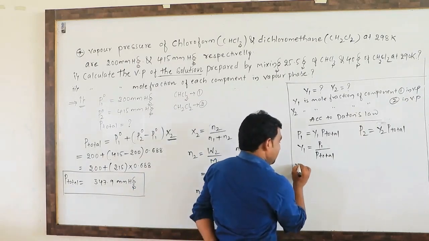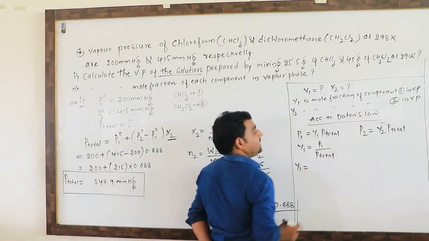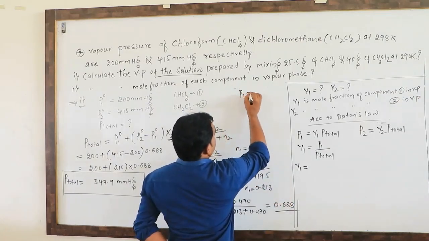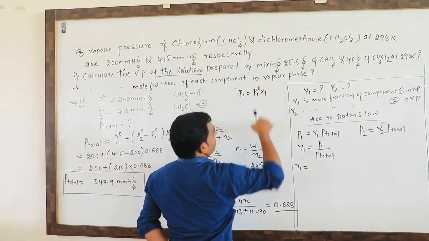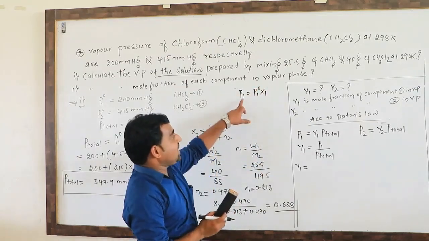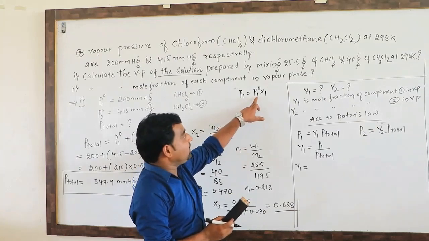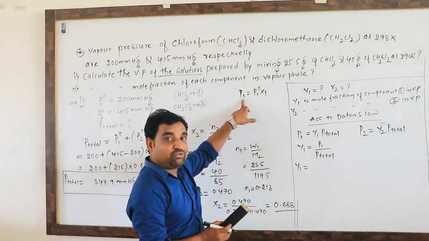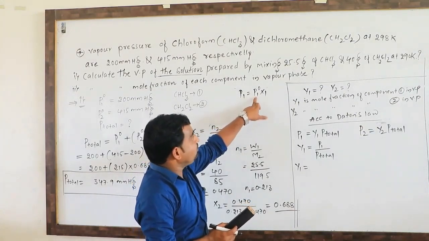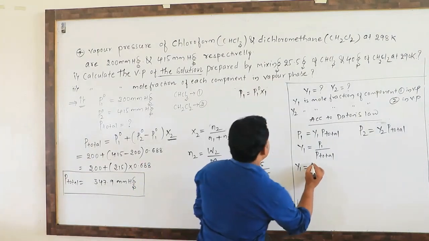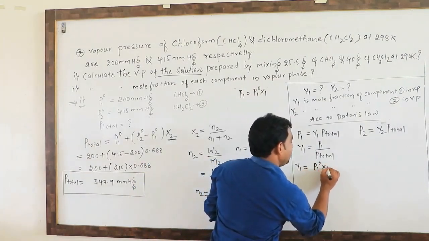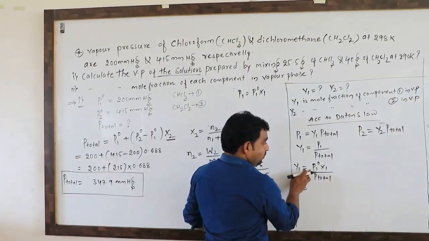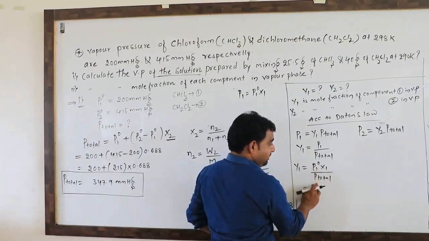Now P1 is nothing but the partial vapor pressure. How to write this? P1 is equal to P1 naught into X1. They didn't give the partial vapor pressure; they gave the pure vapor pressure and mole fraction. Using that we can calculate the partial vapor pressure P1. P1 is equal to P1 naught into X1. So Y1 is equal to P1 naught into X1 divided by P total.